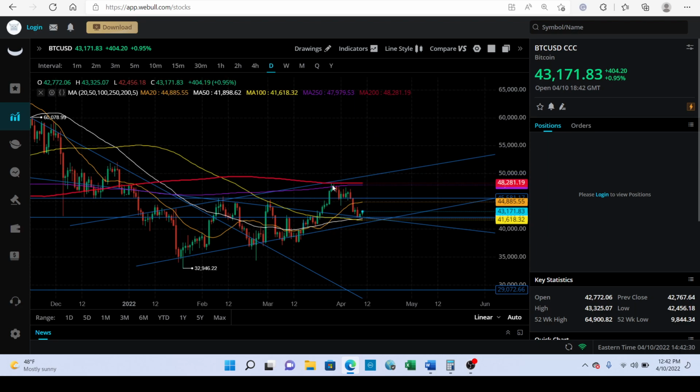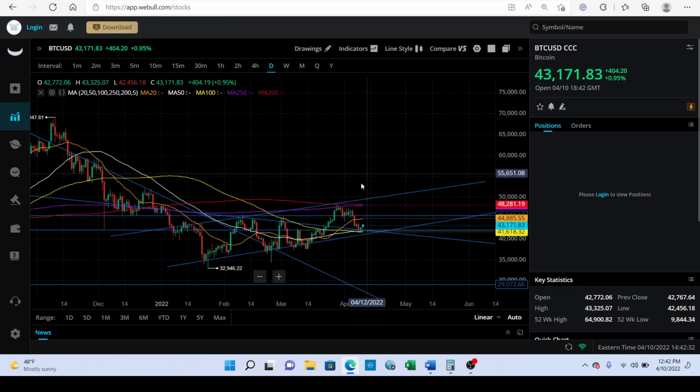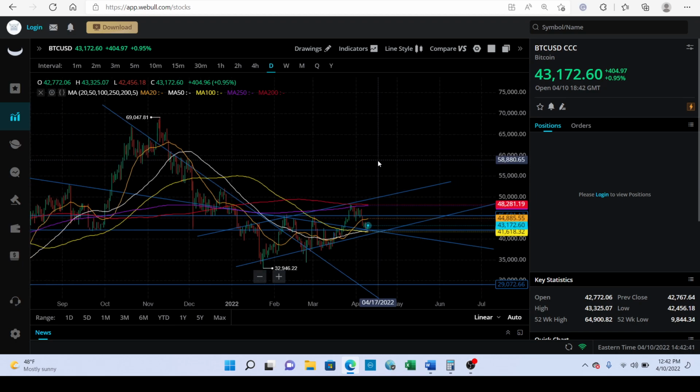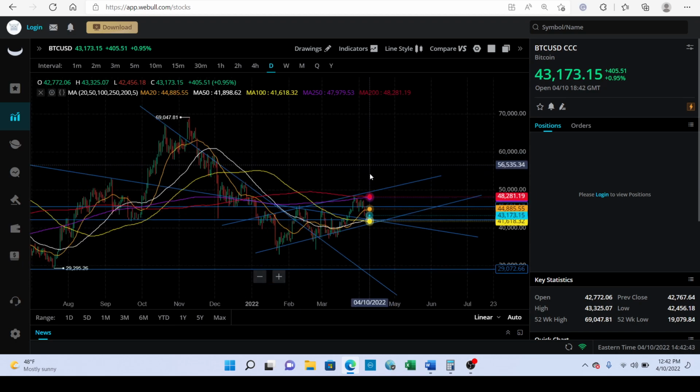If at any time we do break above the 200-day moving average, and then we bounce off this prior resistance trend line, and we start moving back up, then I think that's pretty bullish for Bitcoin. So that's my bull case for Bitcoin and what the chart will look like.